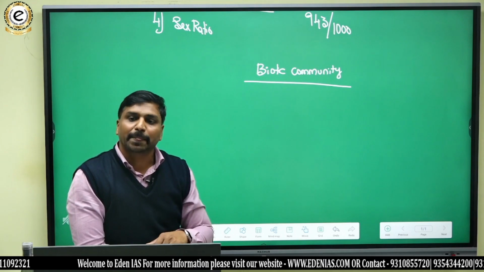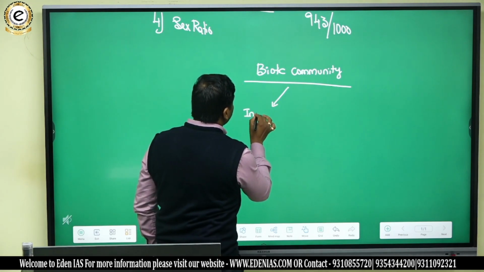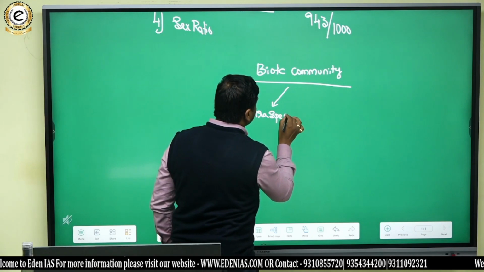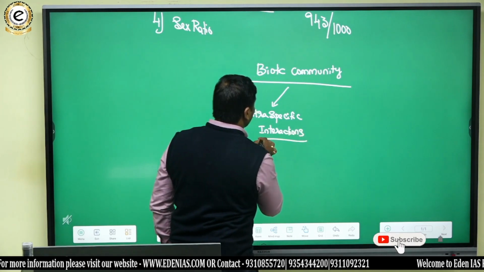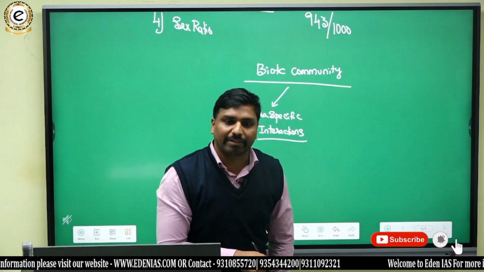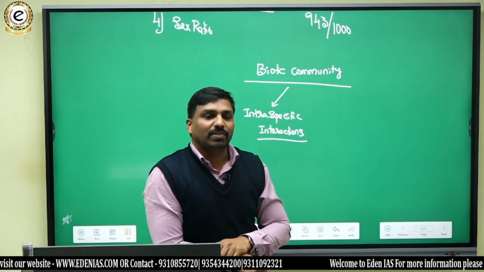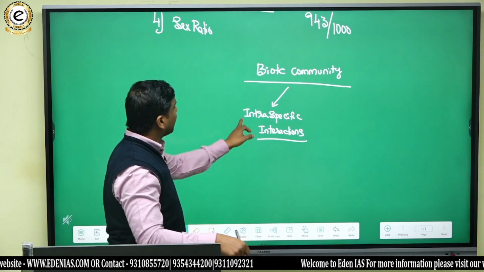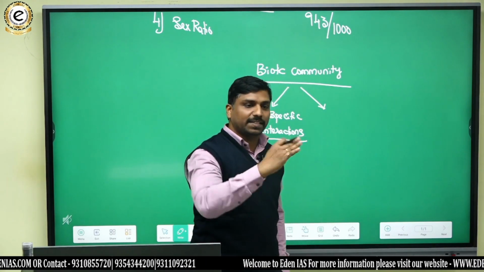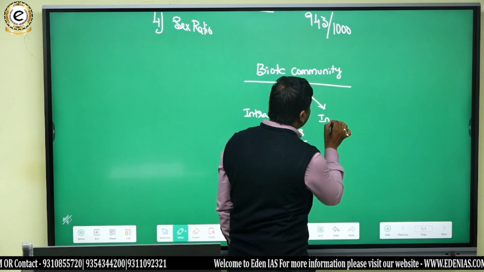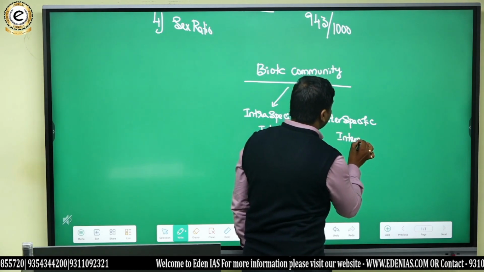Within the same species there would also be interactions. Those interactions within the same species are known as intraspecific interactions. We have biotic interactions. If interactions exist within a single species, that refers to intraspecific interactions, within the species. And if there are interactions between different species, then we can say that as interspecific interactions.